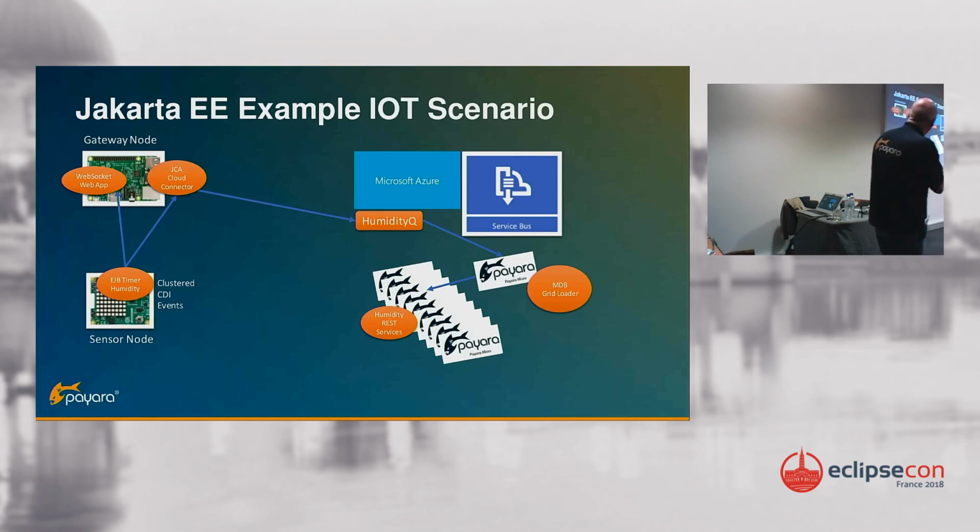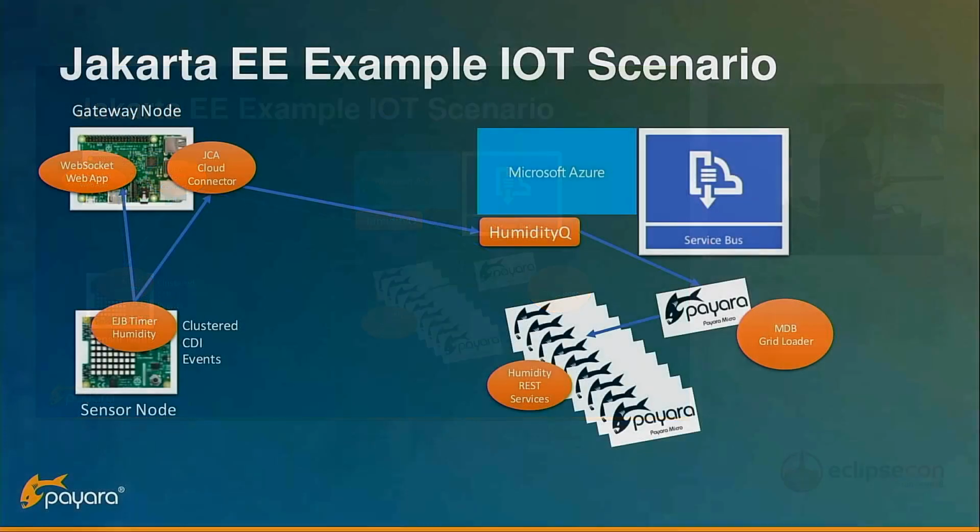It uses a standard in Java EE, JCA, which stands for Java Connector Architecture, or API, which is a standard way to build connectors to other systems that are not supported directly in Java EE. For example, in this case, we have a connector to the MQTT messaging protocol.